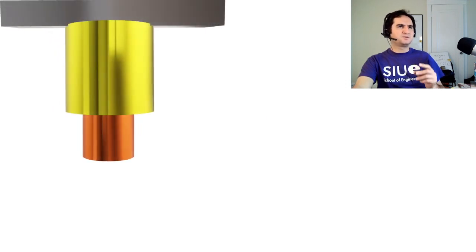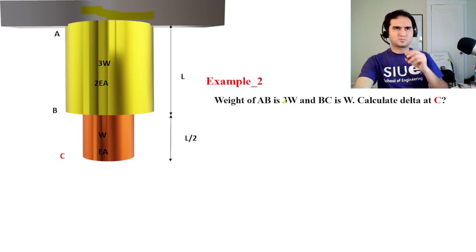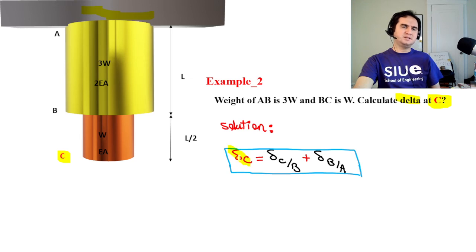Consider a shape of two cylindrical bars with different weight, different material, and different length, hanging from a fixed support at the top. Again, we want to know the delta at C. Delta C is delta C with respect to B for the first part plus delta B with respect to A for the second part. Let's approach the problem and forget about the integration by using the simplified method I just showed you.